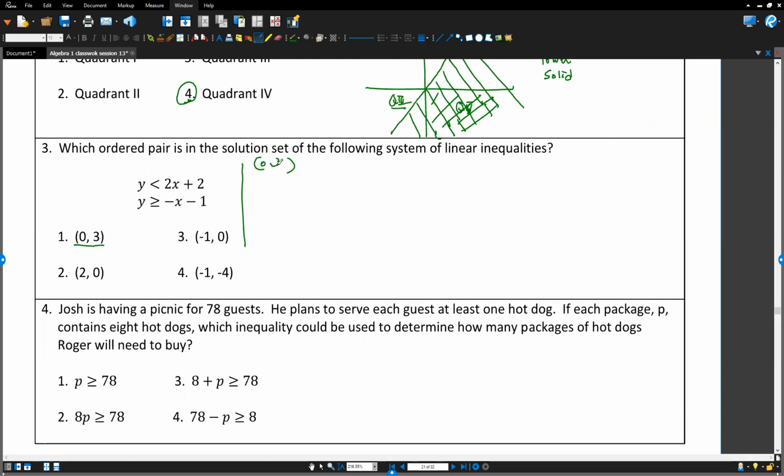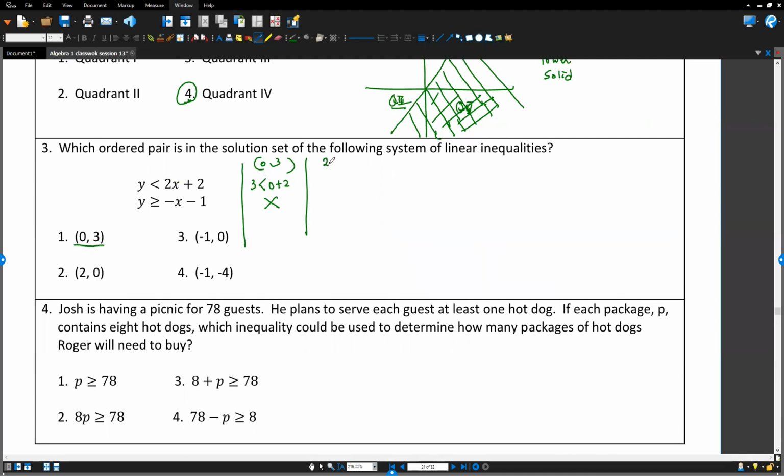x equals 0, y is 3. Is 3 less than 2 times 0 plus 2? 3 is less than 2? No, 3 is greater than 2. You don't need to continue the y work. You should stop over here.